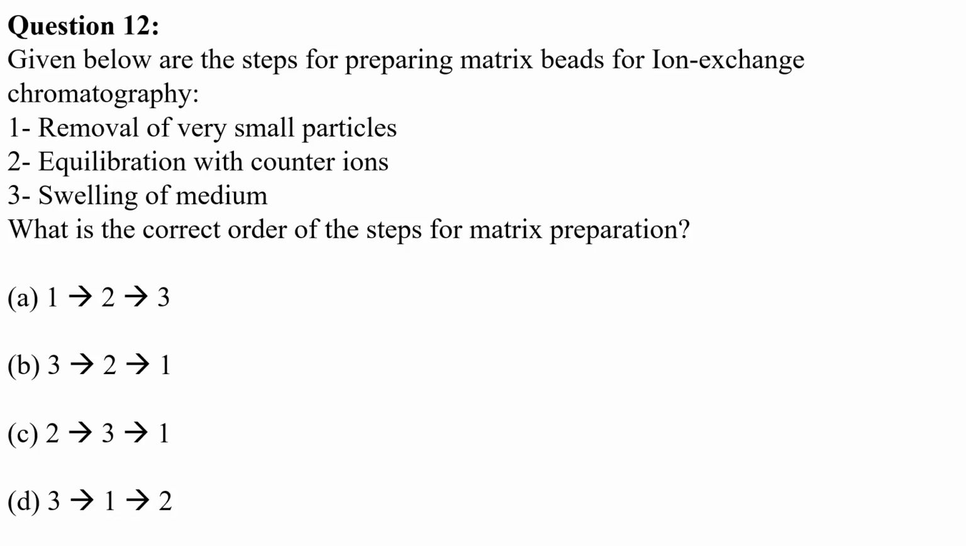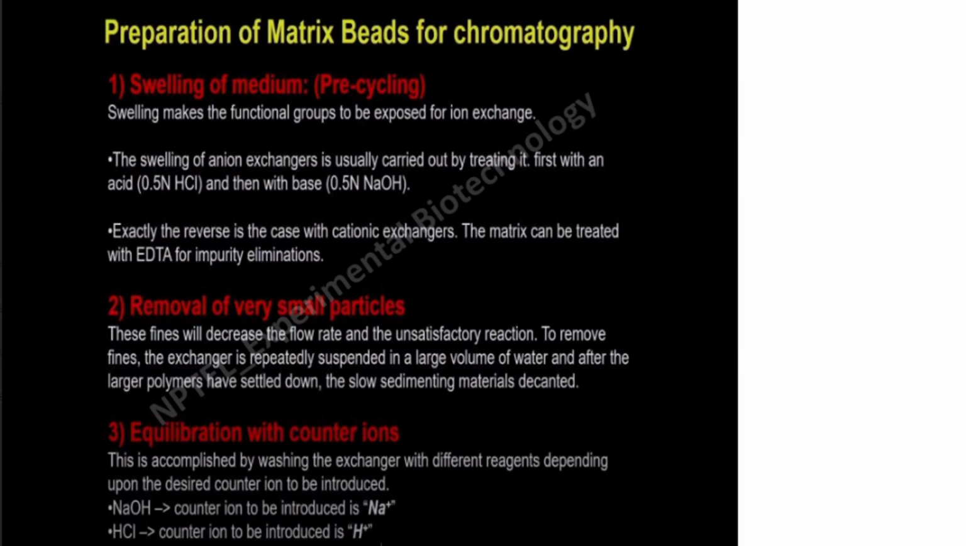The correct order is actually swelling of the medium, then removal of small particles, and finally equilibration. So, it will be 3, 1 and 2. That is option D. Whenever we have these matrix beads, I told you either you can have cation exchange or anion exchange. Cation exchange will have negatively charged beads, and anion exchange will have positively charged beads, right? So, what we will do, we will first swell the medium.